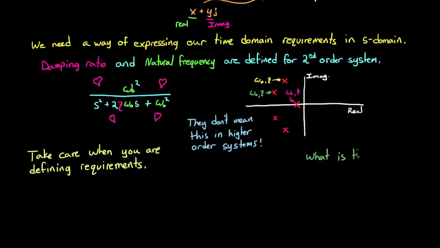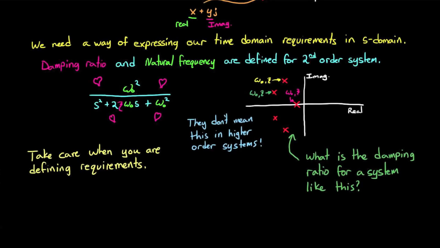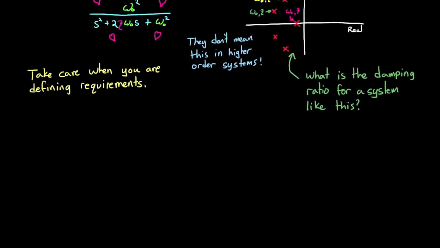For example, if you have these 5 poles in your system, what's the damping ratio? Is it the one on the real axis? Is it the close pair? Is it the far pair? Do you average them all together? And then after you come up with some answer, could you use that to calculate the percent overshoot? You should play around with these higher order systems and see what you think.